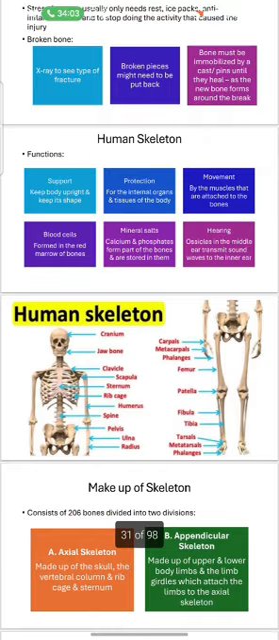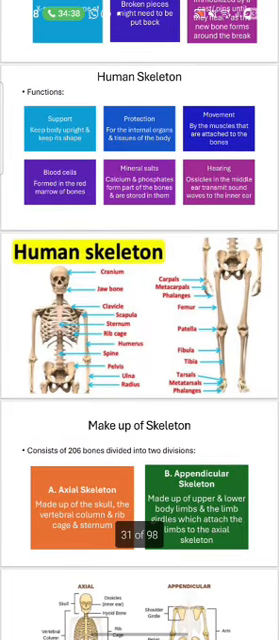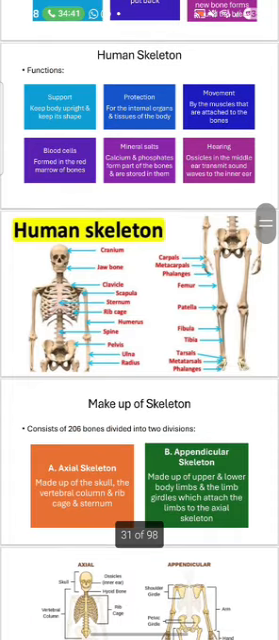And then human skeleton. The functions are for support, protection, movement, blood cells, mineral salts, and hearing. For support, it keeps the body upright and keeps its shape. For protection, for the internal organs and tissues of the body. For movement, by the muscles that are attached to the bones. Blood cells are formed in the red marrow of bones. Mineral salts, calcium and phosphates, form part of the bones and are stored in them. And then hearing, ossicles in the middle ear transmit sound waves to the inner ear.